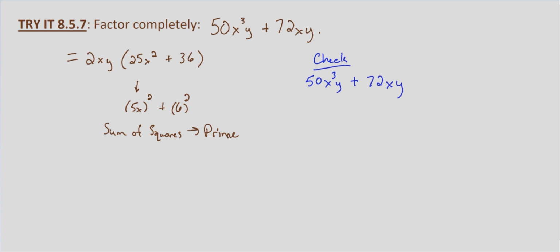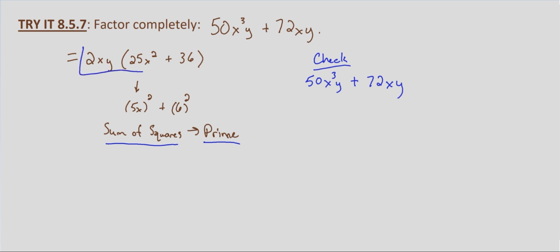And remember, if we're told factor the following sum of squares using complex coefficients, then we would go ahead and factor it. But if we're not told to explicitly factor a sum of squares, we're just told factor completely this expression, then when we get to the sum of squares, that's considered prime, and we can't factor it. So this is our solution.